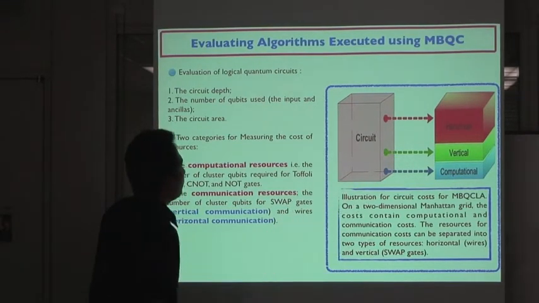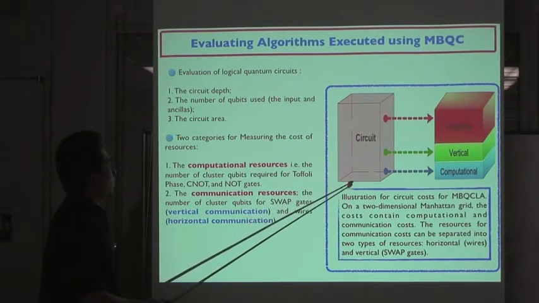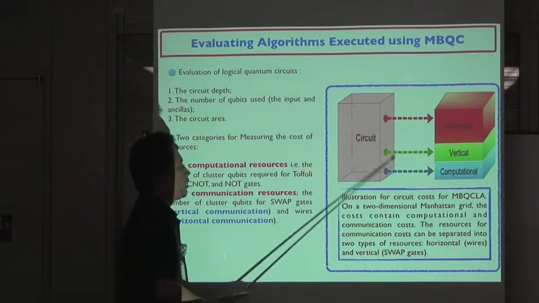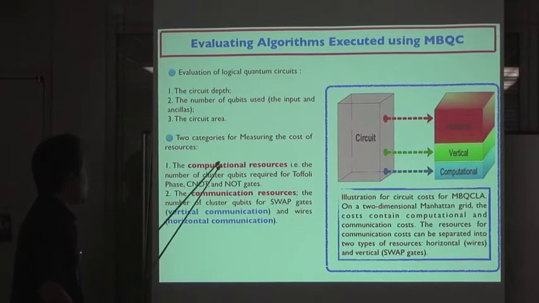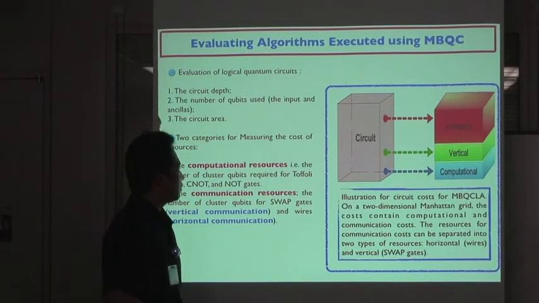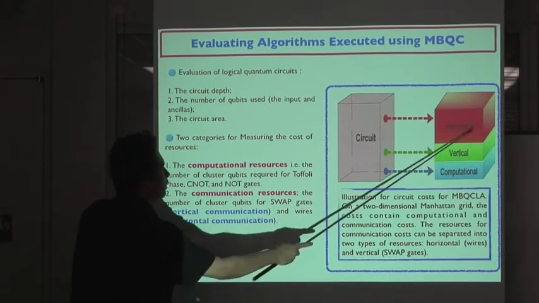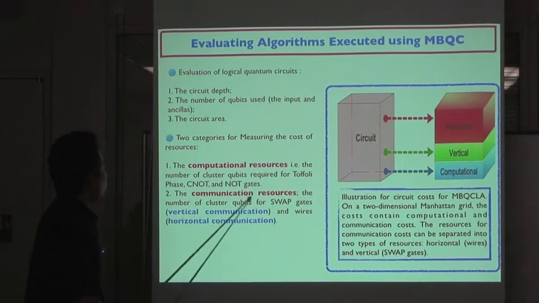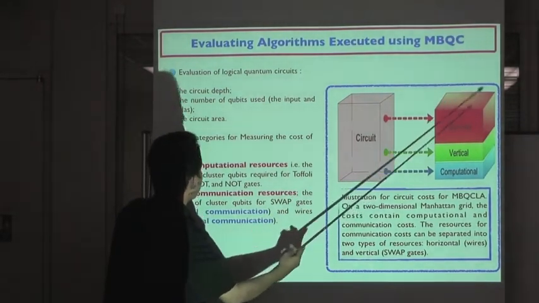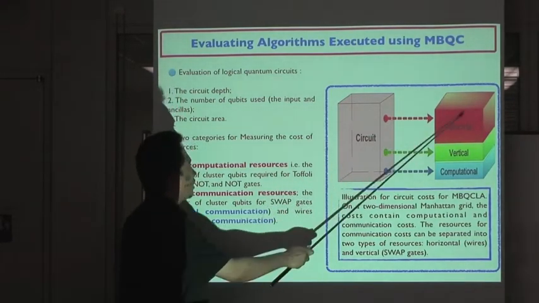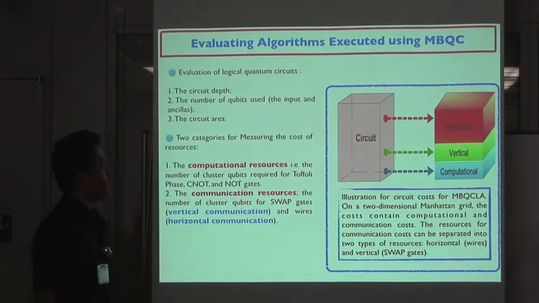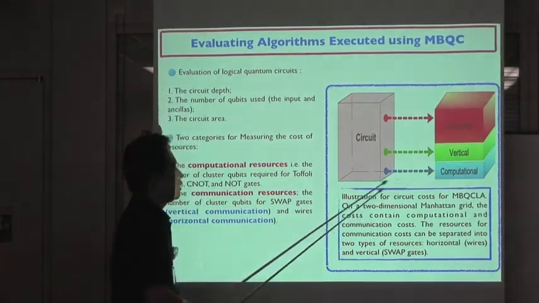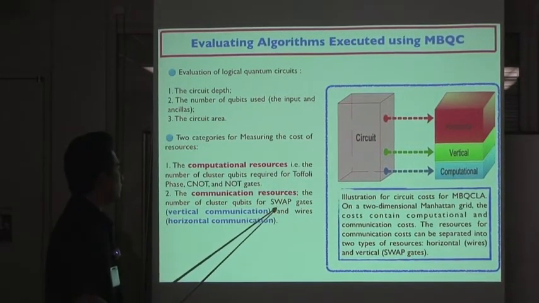And here we have a conjecture that in every circuit, the resources of the qubits can be categorized in two items. Firstly, the computational resources. So this is the circuit. The computational resources, the blue, are represented in this picture in the blue box, and the communication resources. The communication resources can be divided into the horizontal and vertical communication resources. The horizontal resources are implemented by the wires, and the vertical communication resources by swap gates.